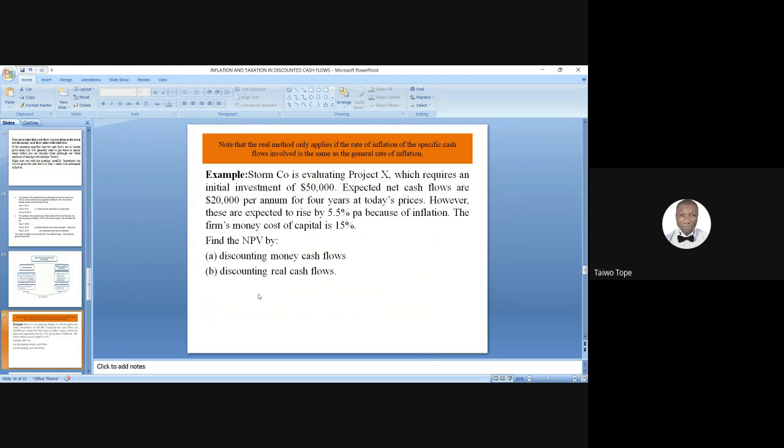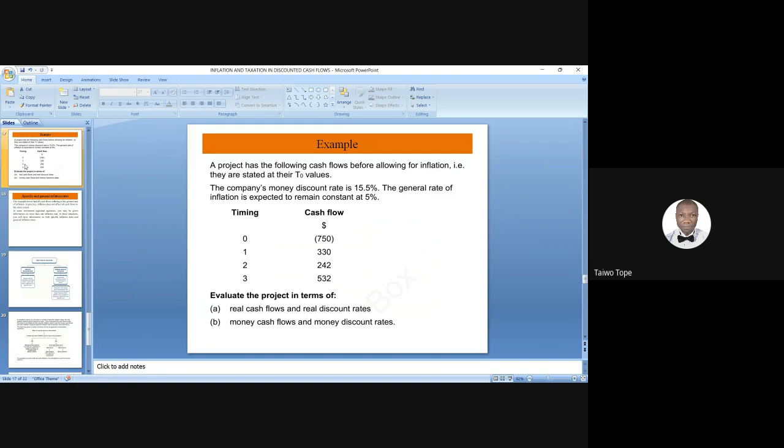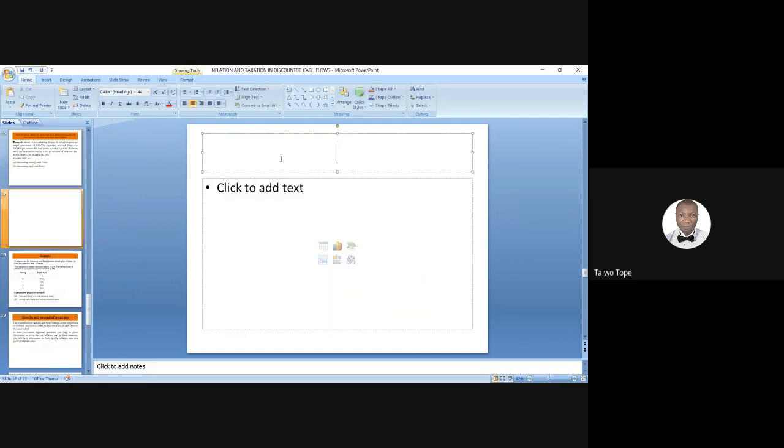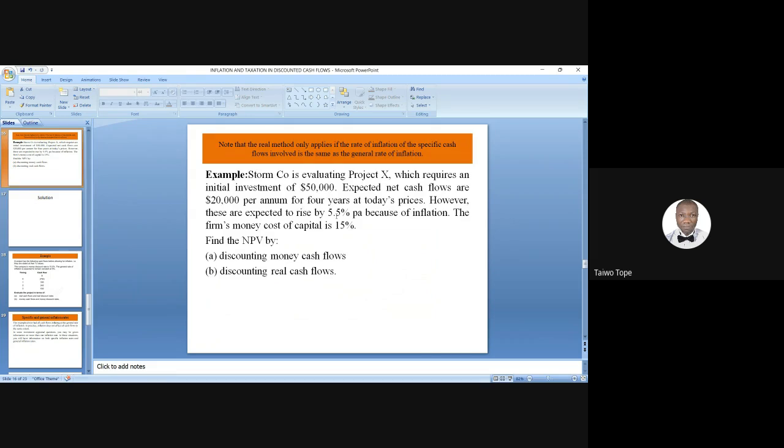So using the money method, discounting money cash flow at the money rate. Let's see what we can do with regards to this. Solution. The cash flows at today's prices are inflated by 5.5%, as you can see in the question. The net cash flows are expected to rise by 5.5% per annum because of inflation, and the firm's money cost of capital is 15%. So the cash flows at today's prices are inflated by 5.5% per annum for every year.